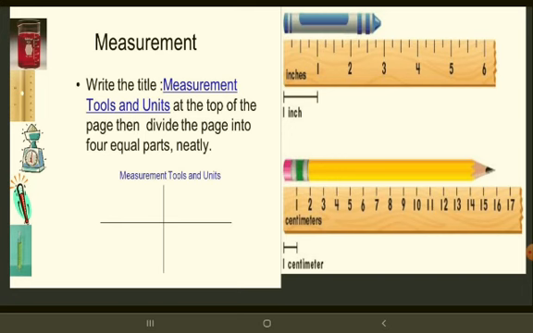Write the measurement tools or units at the top of the page, then divide the page into 4 equal parts neatly. In this lesson, we are going to learn this measurement, how to measure in daily life, how to use it, and what is needed for measurement. Now let's discuss measurement. Which is big, which is small. So this we are going to learn in this lesson.